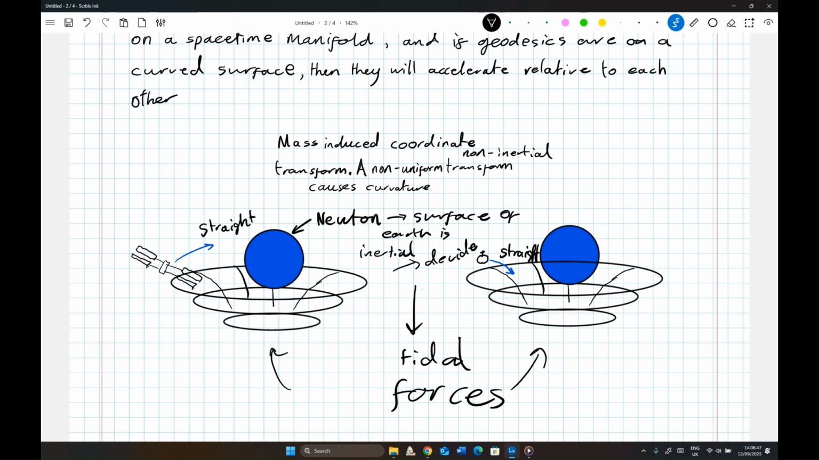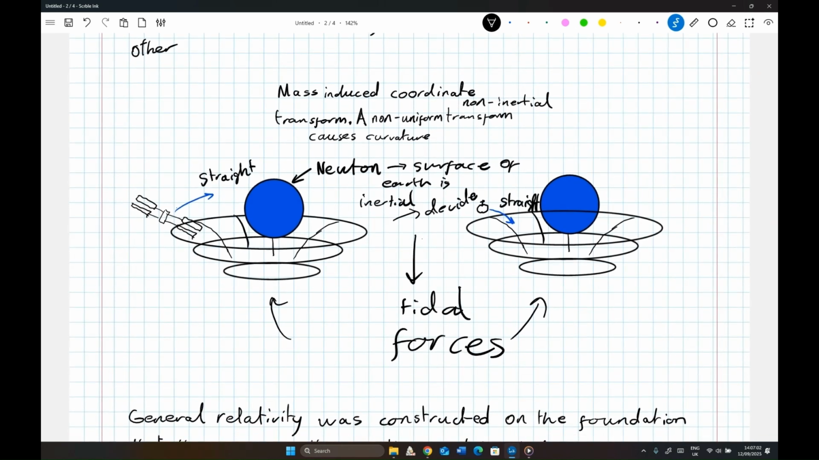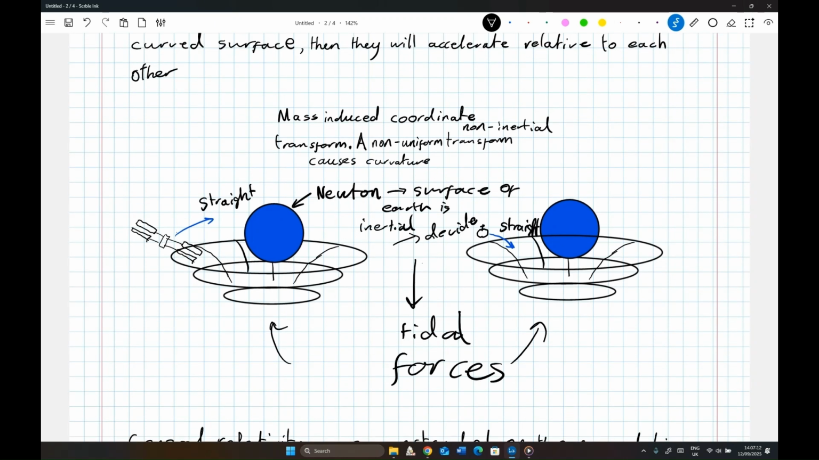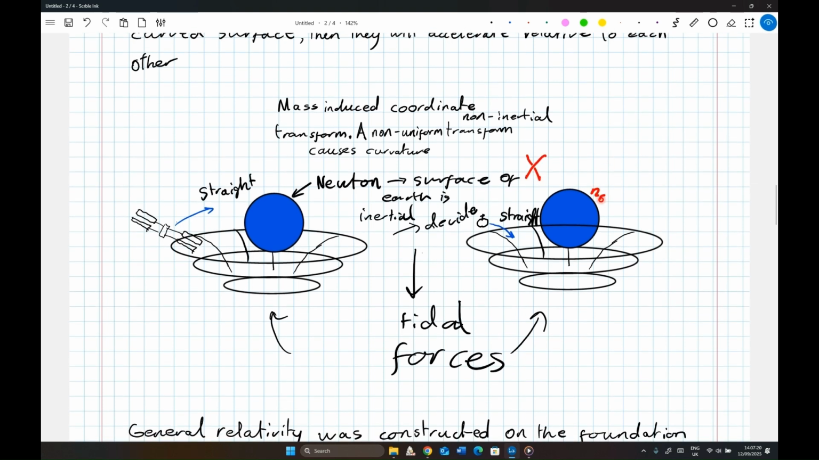Spacetime curvature will not step in to save the fact that the surface of the Earth is in fact inertial. Spacetime curvature is not doing that job. The job of spacetime curvature is to produce tidal forces which allow geodesics in spacetime to diverge or converge. But the surface of the Earth is not a geodesic. So this is an incorrect statement. We should say that this is non-inertial.